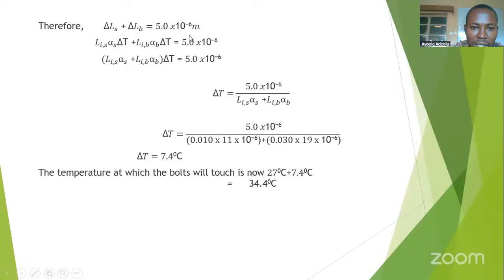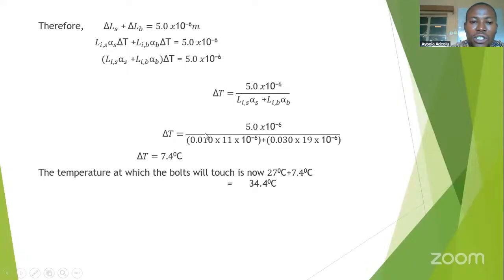So I have this. Then I factorize delta T out, that is the common temperature, and it's equal to 5.0 times 10 to the power minus 6. So divide both sides by what you have inside the bracket. The length of the steel is given. The coefficient of linear expansion for the steel is given in the question. Likewise for the brass, the two are given also.